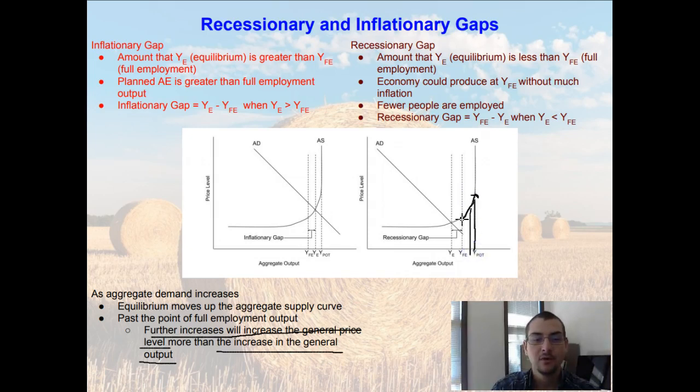Whereas below this full employment level, we see that as, say, aggregate demand increases up into that point, we're seeing that output increases faster than the price level does.